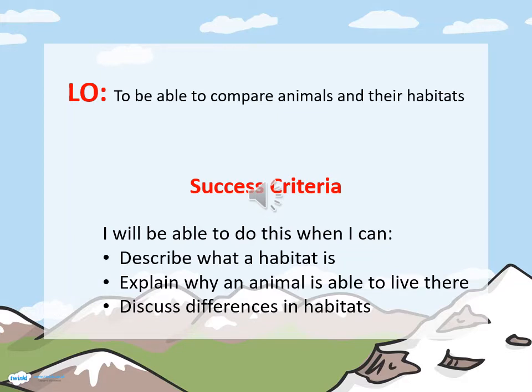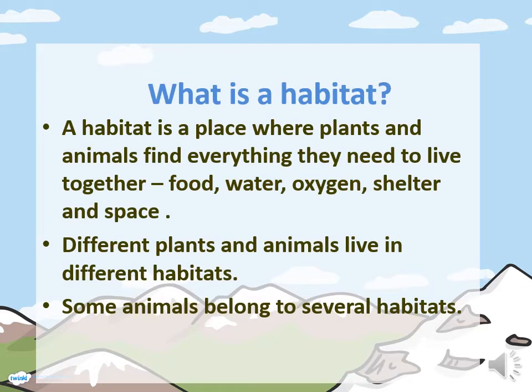I want to know, do you have an idea what a habitat is from your previous lessons in different grades? Do you know what a habitat is? It is a place where plants and animals find everything they need to live together: food, water, oxygen, shelter and space. Different plants and animals are found in different habitats. Some of the animals live in the same habitats also, but with little changes.